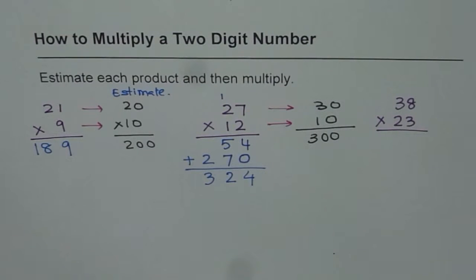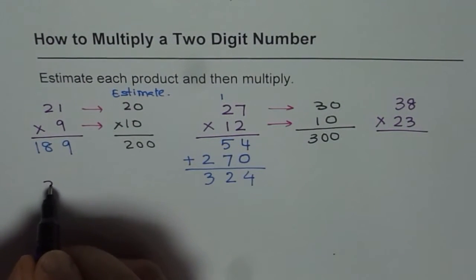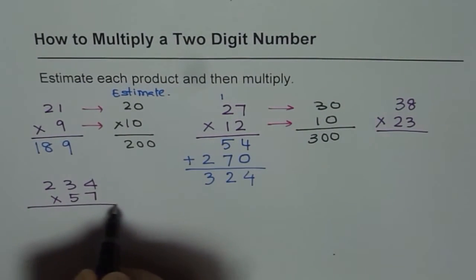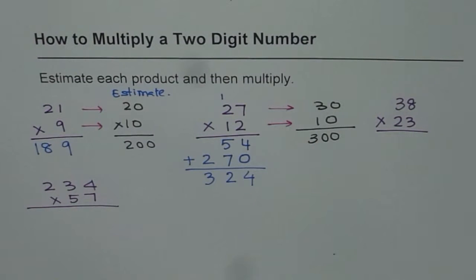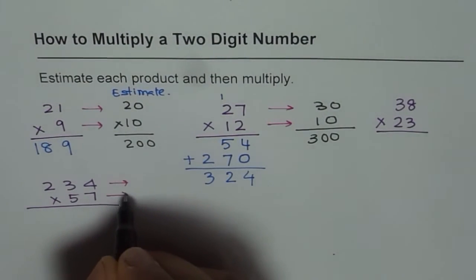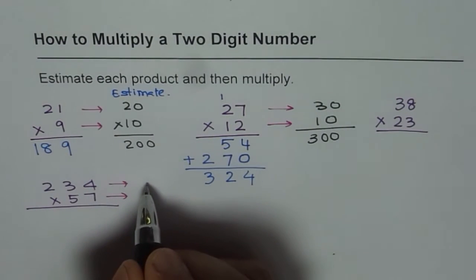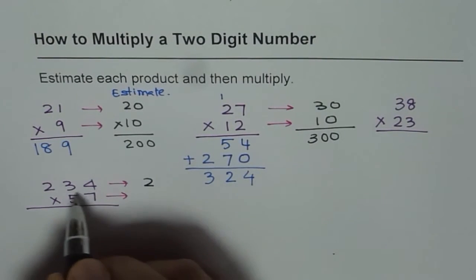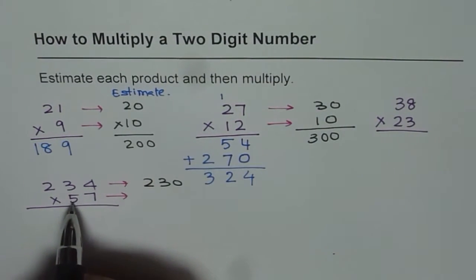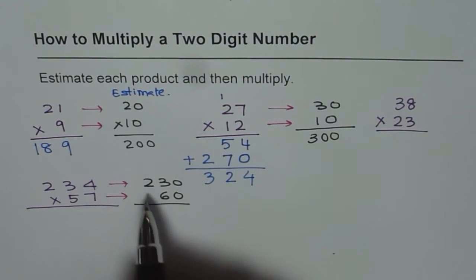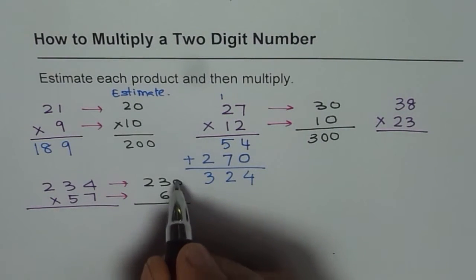Now let us see how to multiply 3-digit numbers, right? We'll multiply a 3-digit number, let's say 234 by 57. So we are multiplying a 3-digit number by 2 digits. In this case also, we'll first estimate. We can round these numbers to tens. In that case, it will be 230. And this number will be 60, right? Rounding to tens. Now when you multiply 230 by 60, you get 2 zeros.